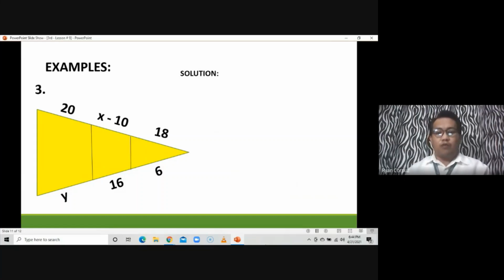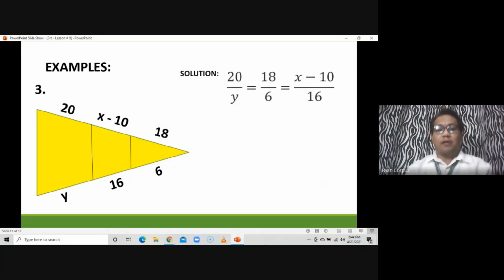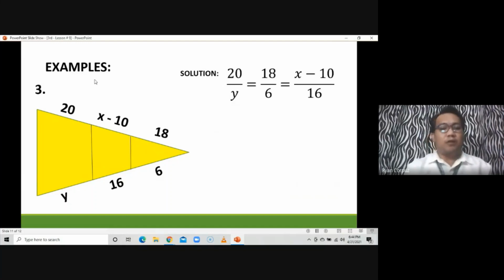So what we are going to do first is to form proportion. So pag pinam natin proportion, we can form proportion vertically and horizontally. So syempre, if you're going to look at the given, mas madaling form na yung proportion vertically. So pinam natin yung proportion vertically, magkakaroon tayo 20 over y, then is equal to 18 over 6, ito naman yon, is equal to x minus 10 over 6.